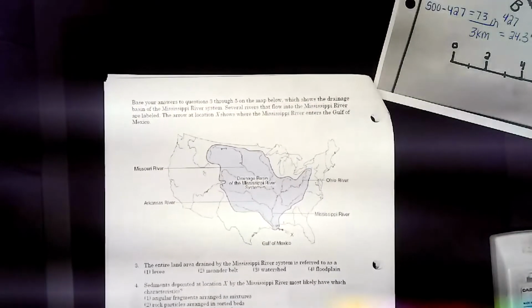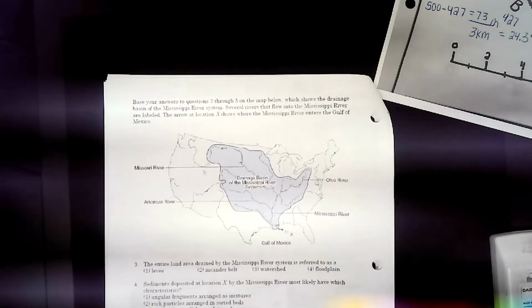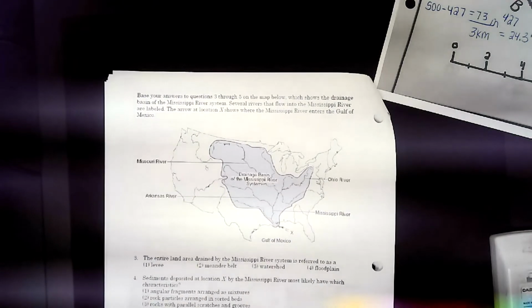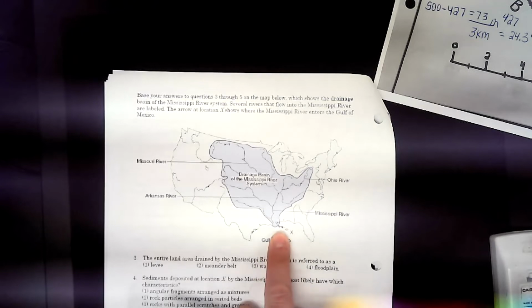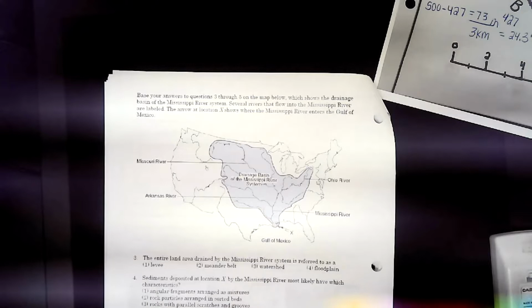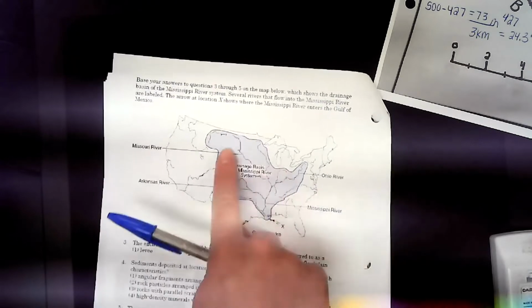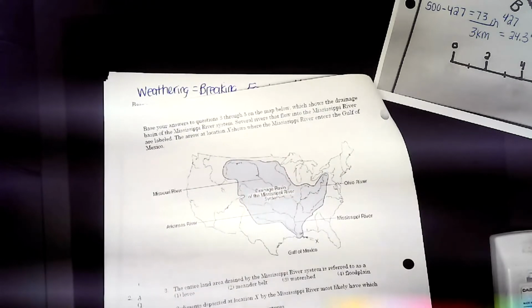All right. So, and then here we got that same exact map on the back here. Base your answers to 3 through 5 on the map below, which shows the drainage basin of the Mississippi River. Several rivers that flow into the Mississippi River are labeled. The arrow at X shows where the Mississippi River enters the Gulf of Mexico, so right there. The entire land area drained by the Mississippi River system is referred to as, what is all this land that drains into the Mississippi River?